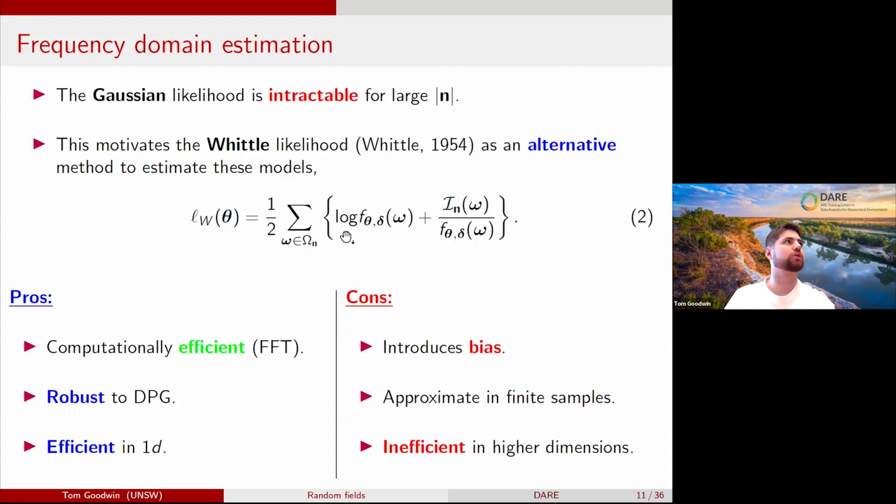And of course, as I said, the Whittle likelihood is an alternative method to estimate these models. It's an asymptotically equivalent method, i.e., if you have infinite amounts of data, if the rectangular grid you've observed increases on both sides, then this is actually asymptotically exact. So for the time series case, that's nice. But again, it's inefficient in larger dimensions.